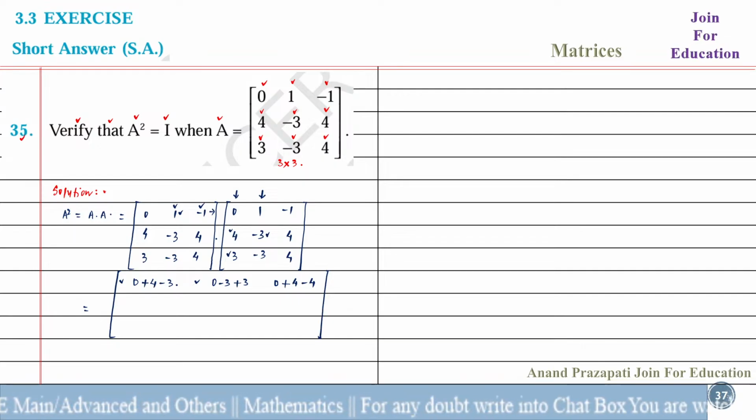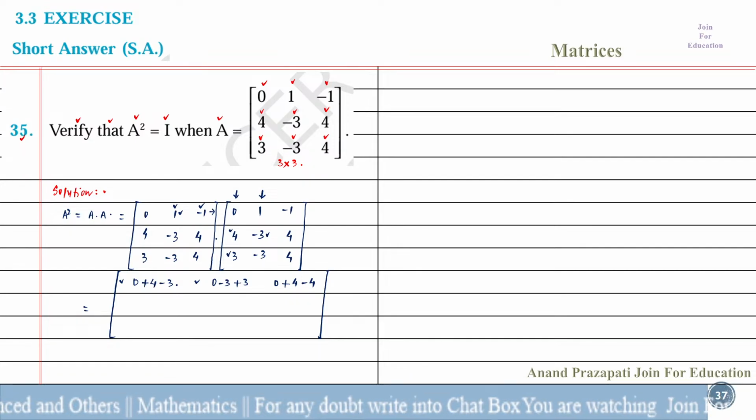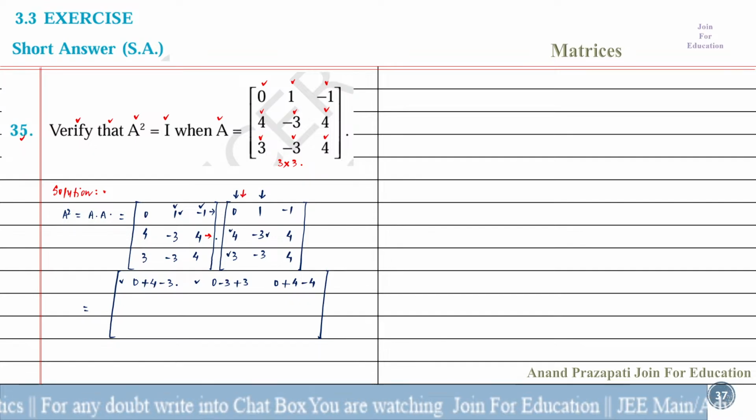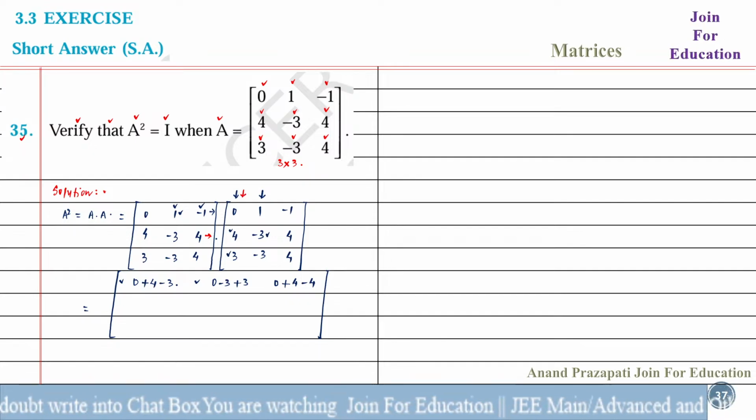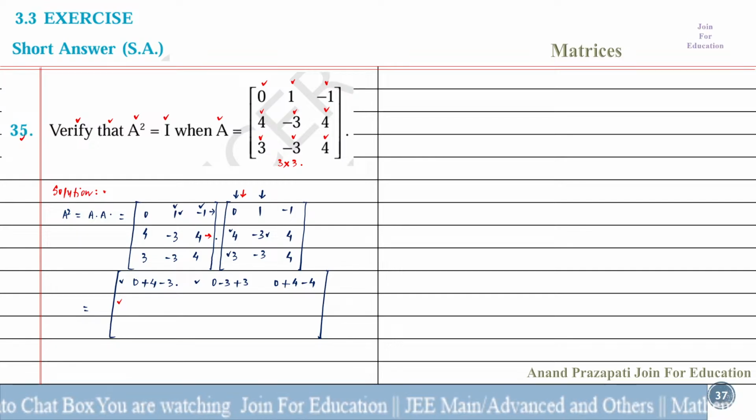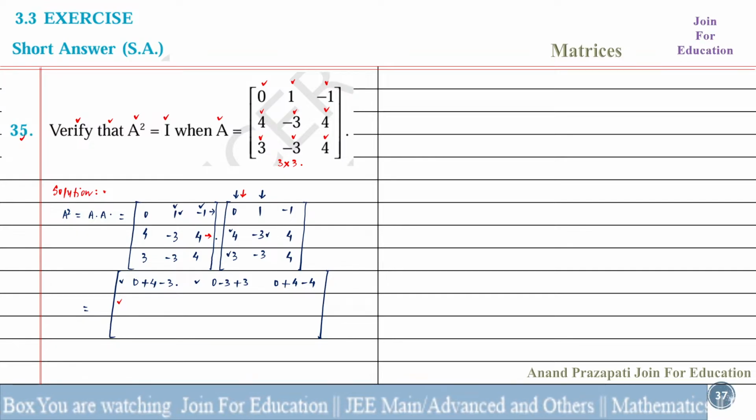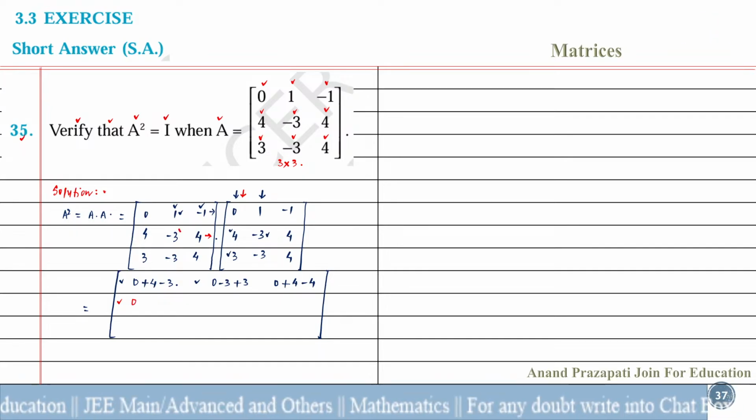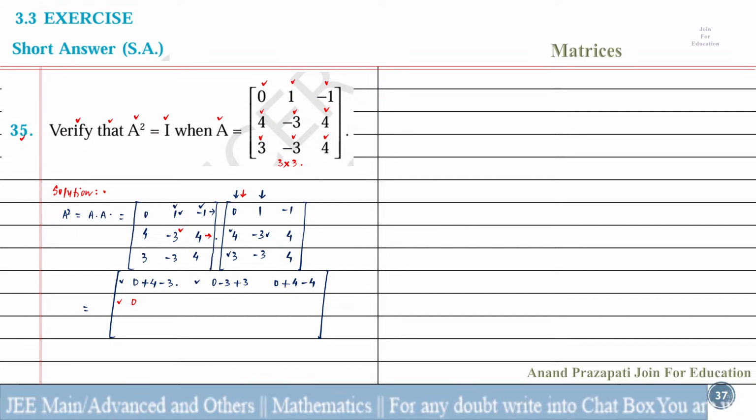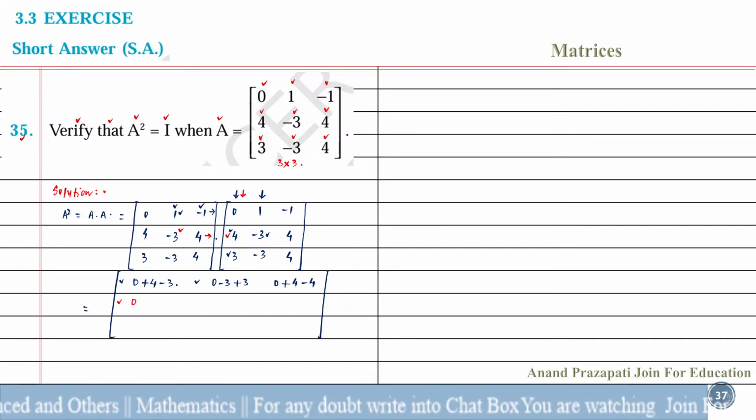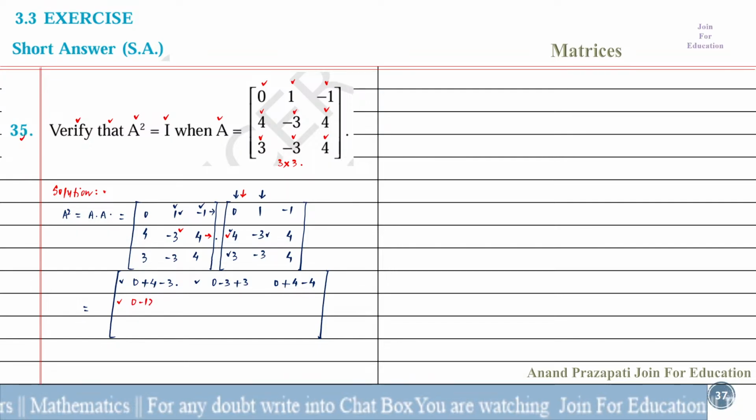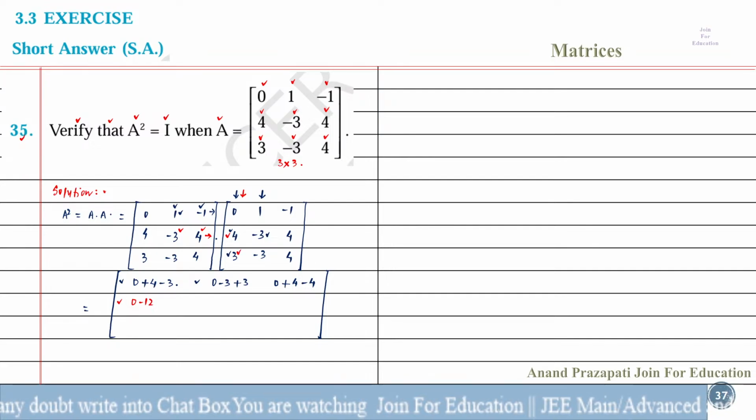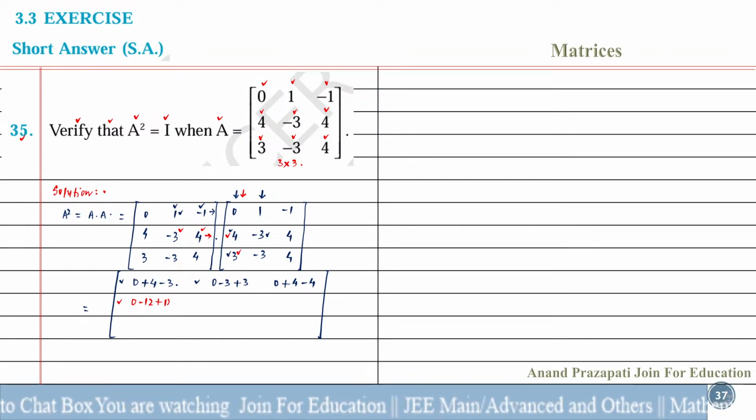We repeat the same for the second row along first column. To get the first element of the second row, we multiply the corresponding elements. So 4 into 0 equal to 0, minus 3 into 4 equal to minus 12, and 4 into 3 equal to 12. So we write down here plus 12.